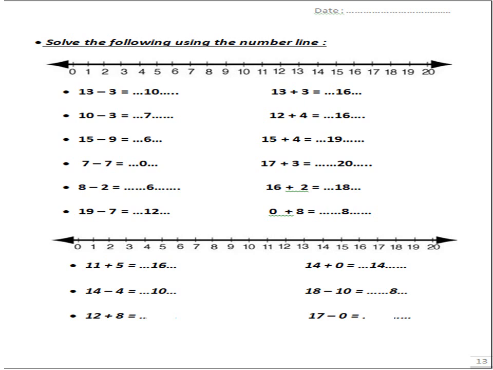18 minus 10. We stop at 18 and make 10 jumps backward, so the answer will be 8. 12 plus 8. We stop at 12 and make 8 jumps forward, so the answer will be 20. 17 minus 0. We stop at 17 and make no jumps, because this is 0, so it will be 17 also.